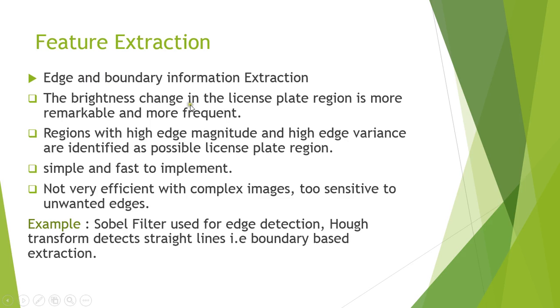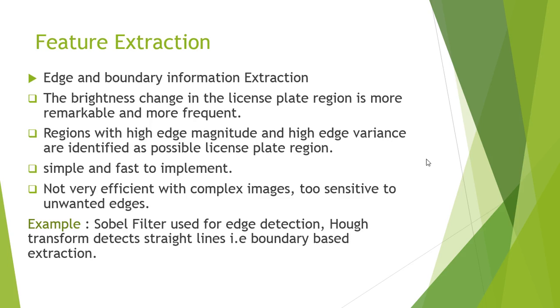Edge and boundary information extraction. The edge and boundary information extraction works based on the brightness change in the license plate region, which is more remarkable and more frequent. Regions with high edge magnitude and high edge variance are identified as possible license plate regions.